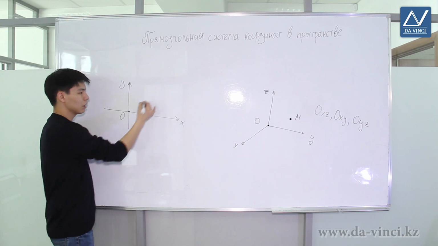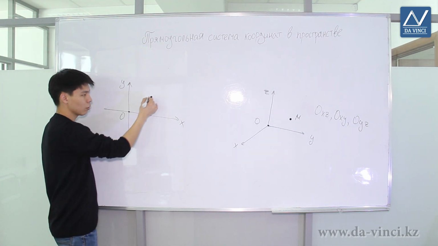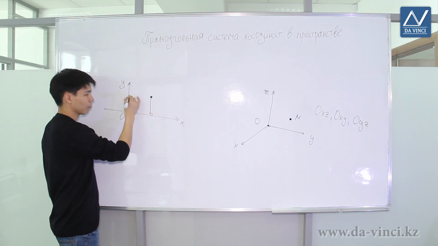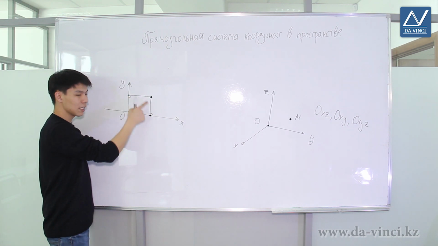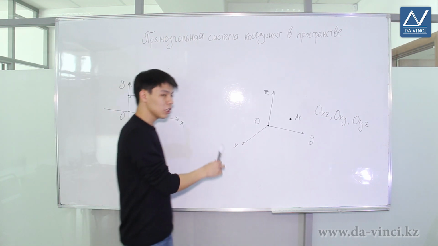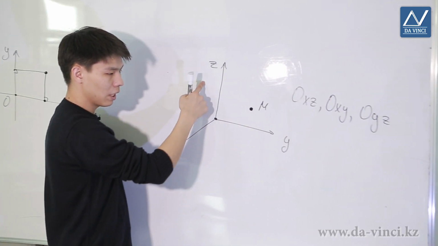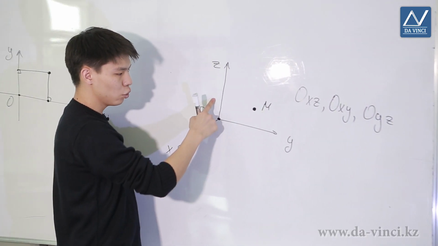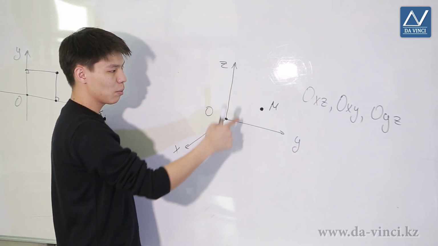Let me remind you that to find the coordinates of this point on the plane, we drop the perpendiculars to the axis from this point. The corresponding values that we've got on the axis were the coordinates of the given point. We do the same here. We drop perpendiculars from the point M to these axes. In this case, it is more convenient to do the following. To drop the perpendiculars not on the axis, but on the planes themselves.